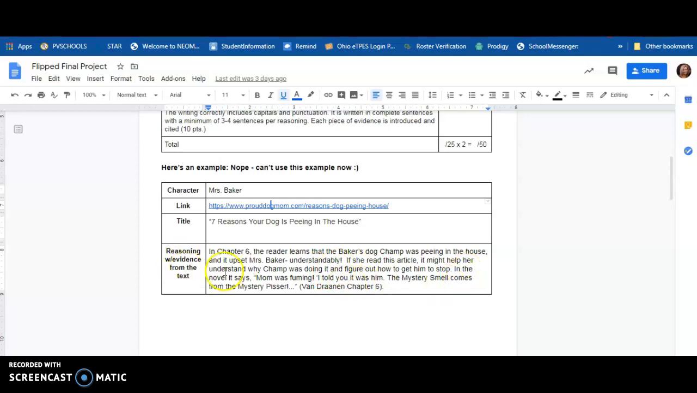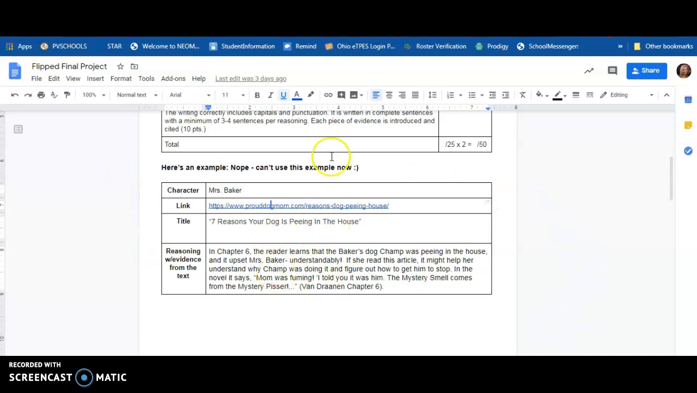And then, of course, I find my textual evidence from chapter 6, and I wrote, in the novel, it says, "Mom was fuming. I told you it was him. The mystery smell comes from the mystery pisser." Okay, so that actually was a quote from Mom, because this is at that point where she realizes that terrible smell that they kept smelling was actually coming from the dog. Okay, so this is just one example.